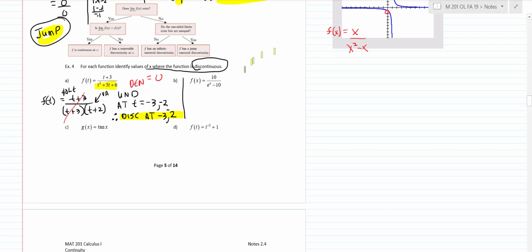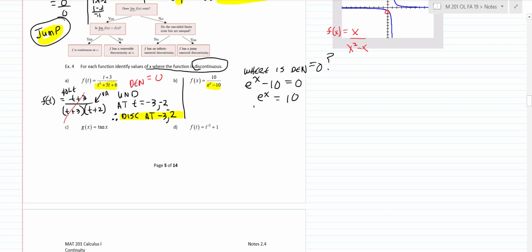Okay, well, look at this next problem. It's the same idea. You have a fraction, so the question is, where is the denominator equal to 0? So we're going to just write an equation: e to the x minus 10 equals 0. Now you got to dig into your background and see if you remember how to solve an exponential equation. So we're going to move the 10 over to get e to the x equals 10.